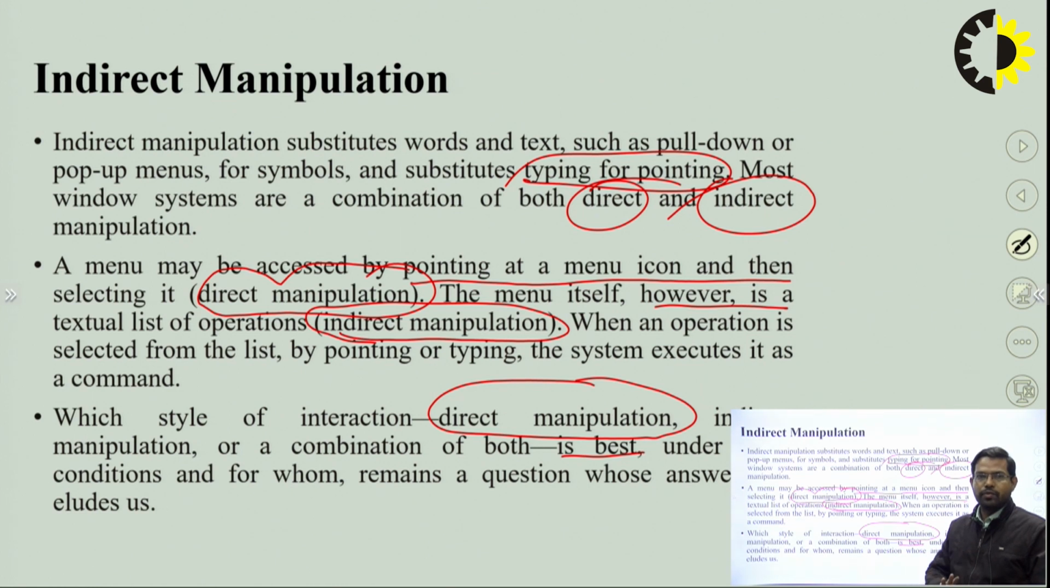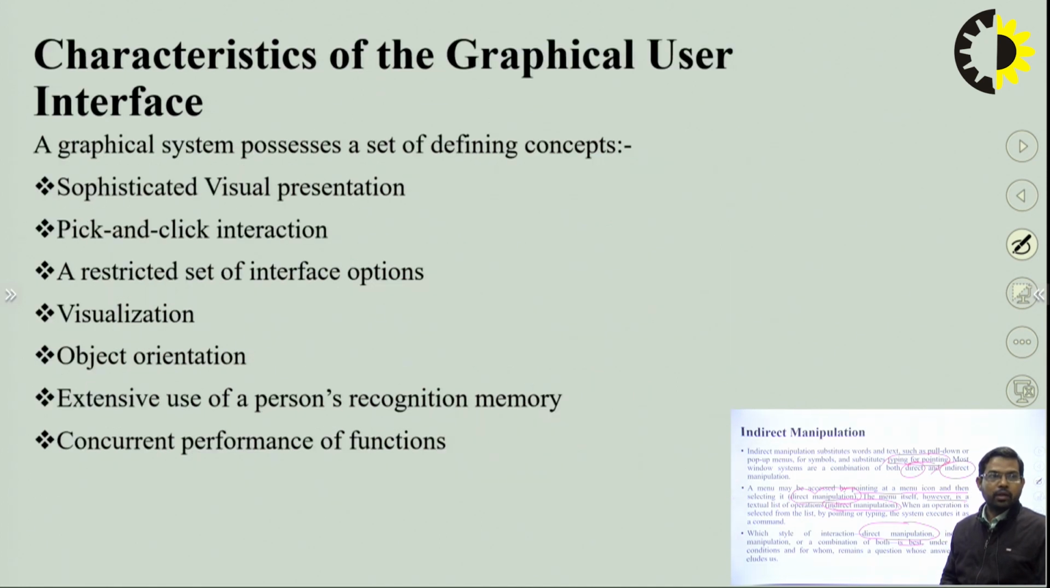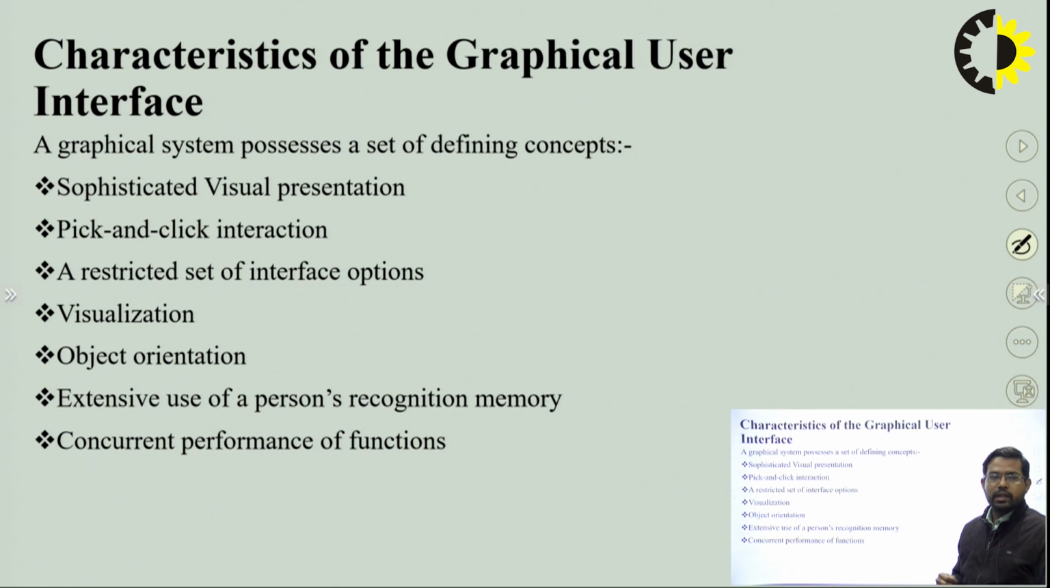In mobile also we are using both, because if we slide from one screen to another screen, that is also called indirect manipulation. The first screen shows the direct manipulation, then swiping to another screen, we can say that is indirect manipulation. So these are some characteristics of the GUI.